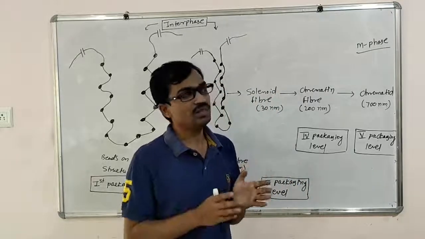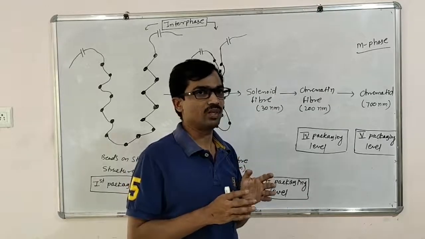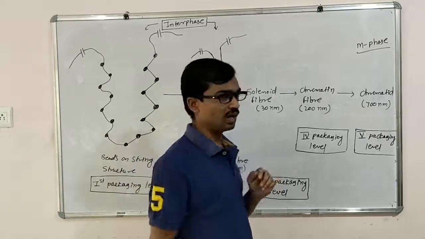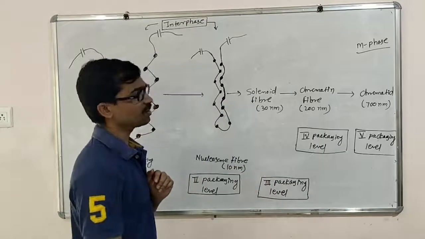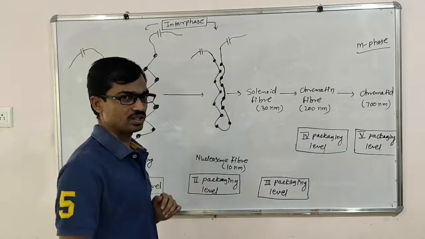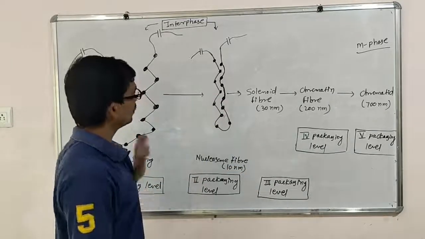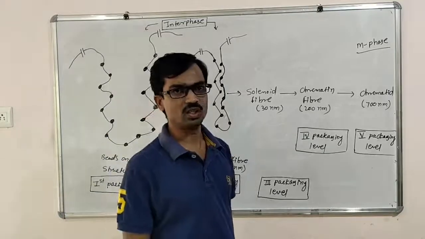And in the metaphase, in this way, the DNA is maximally condensed and it is present in its highest packaging structure or level. So this is how DNA is packaged in the eukaryotic cell.